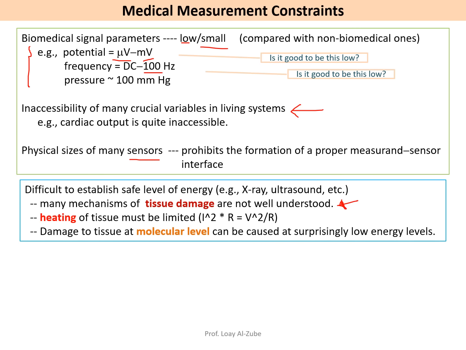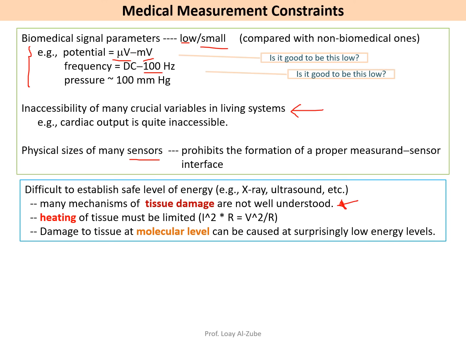Damage to tissue at molecular levels can be caused by surprisingly low energy levels. Each one of us is different: one fellow smokes for 1 or 2 years and then develops throat cancer, so our tolerance is different. And the only way to find out about this is to do genetic gene sequencing.